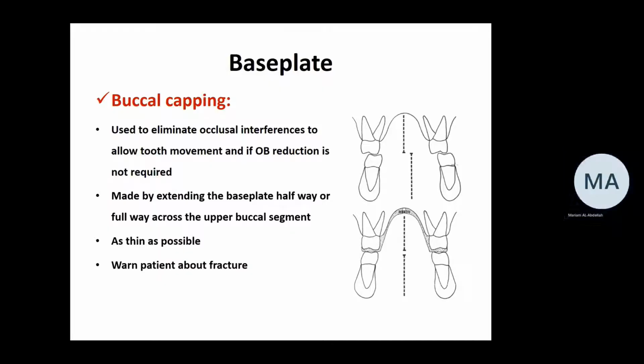The posterior bite plane should be thin enough to be comfortable, but thick enough to be strong and avoid breakages. The patient should be warned about a fracture. They should be given instructions on diet and eating, that we will talk about when we talk about the removable appliance management.